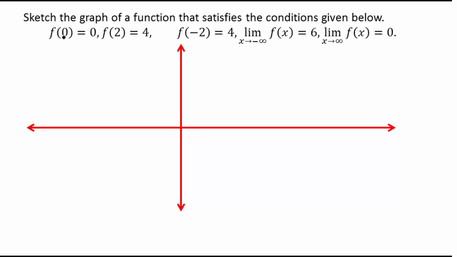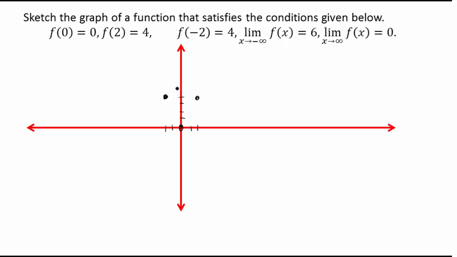Okay, what are the conditions that are given? f of 0 = 0 means that when x is 0, y is 0. We have that when x is 2, y is equal to 4. So there you go. When x is -2, y is also 4. So far, that's what we have going when we satisfy these three conditions. Now there are other added conditions. It says that when we let x approach -infinity, your y values approach 6.